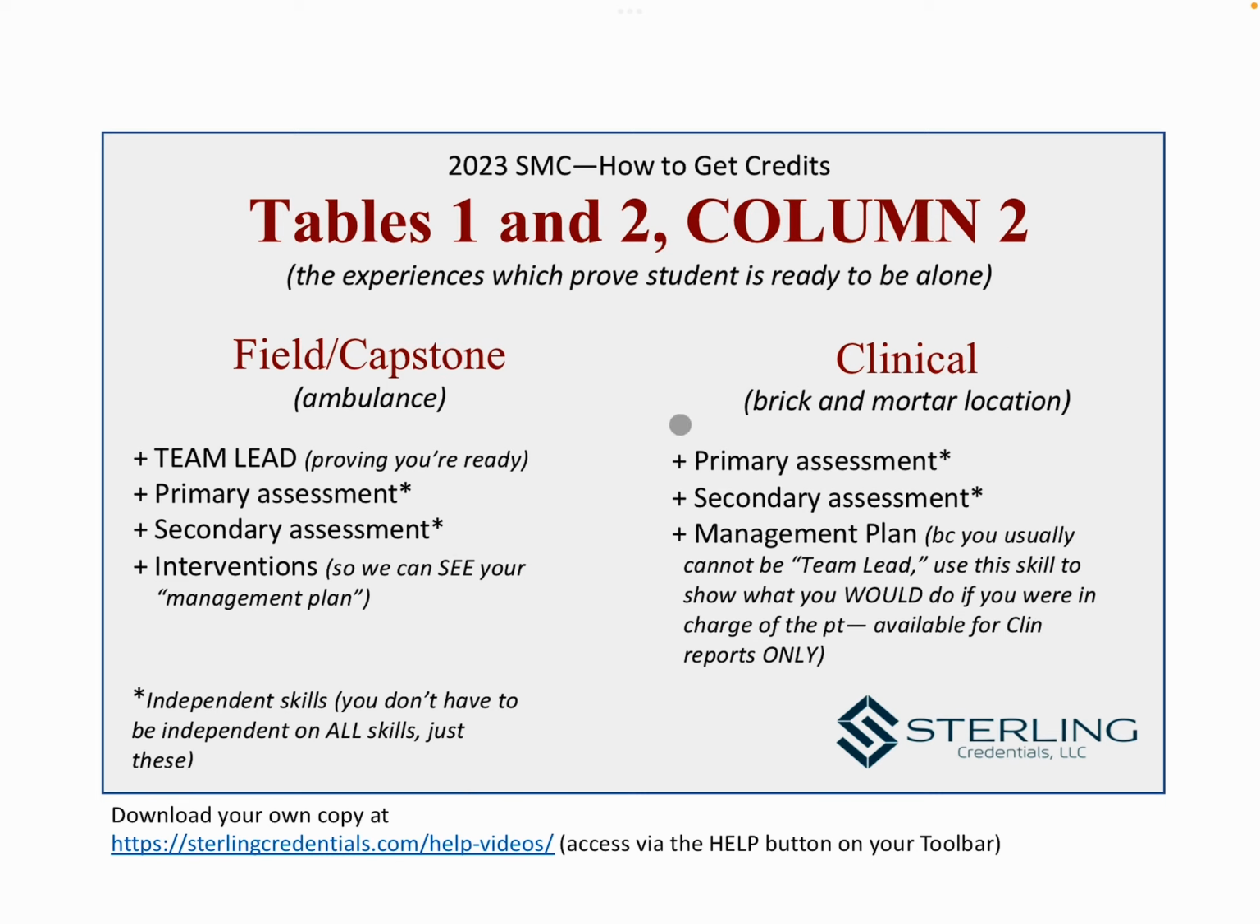In clinical, if you're trying to get column 2 credit, wait until you've got all your column 1 credits. But if you have them, then add the management plan to the primary and the secondary to get your column 2 credits in the clinical brick and mortar locations.